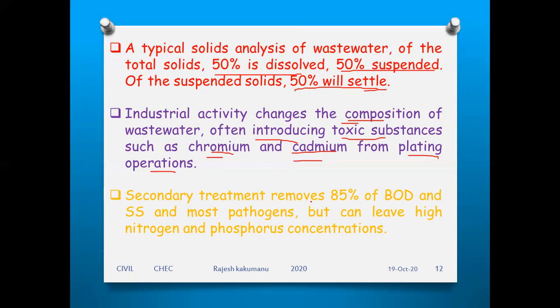Next, the secondary treatment removes 85% of BOD. So what is the concept here? The secondary treatment process removes 85% of BOD and suspended solids and most pathogens, but can leave high nitrogen and phosphorus concentrations. Secondary treatment removes how much? 85% of the BOD and suspended solids, and most pathogens, but can leave high nitrogen and phosphorus concentrations.